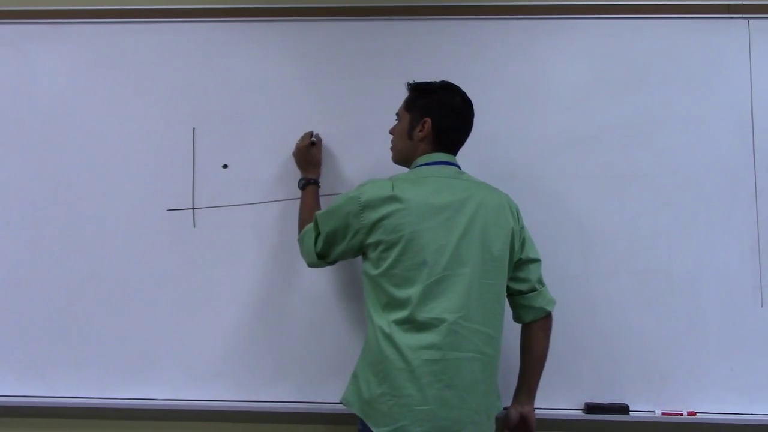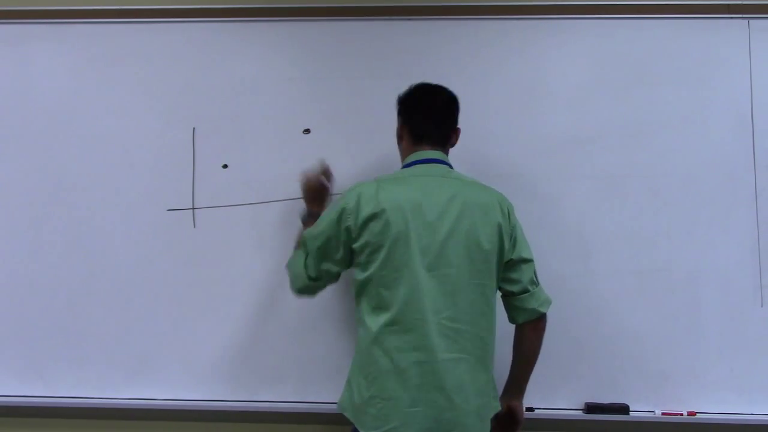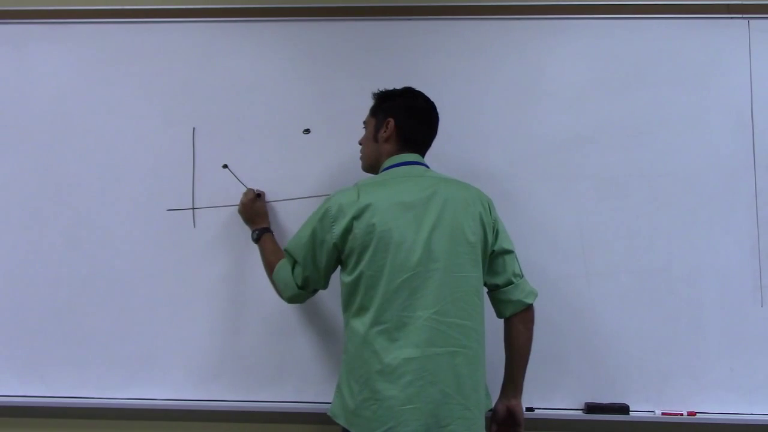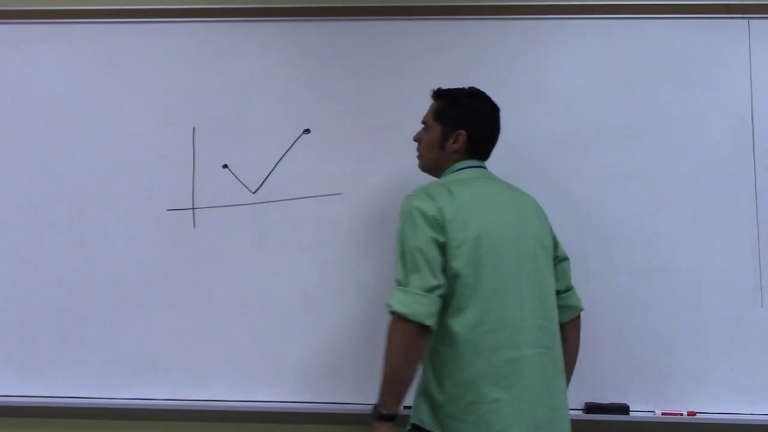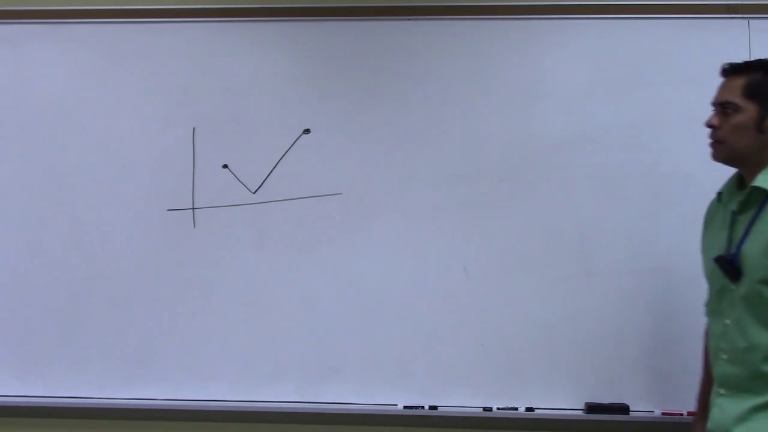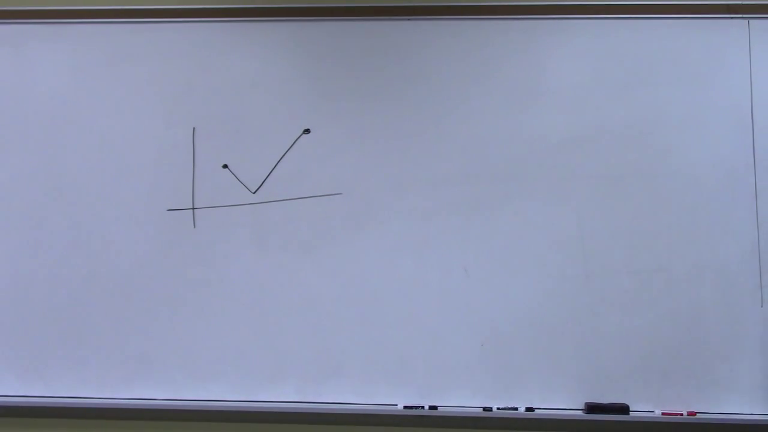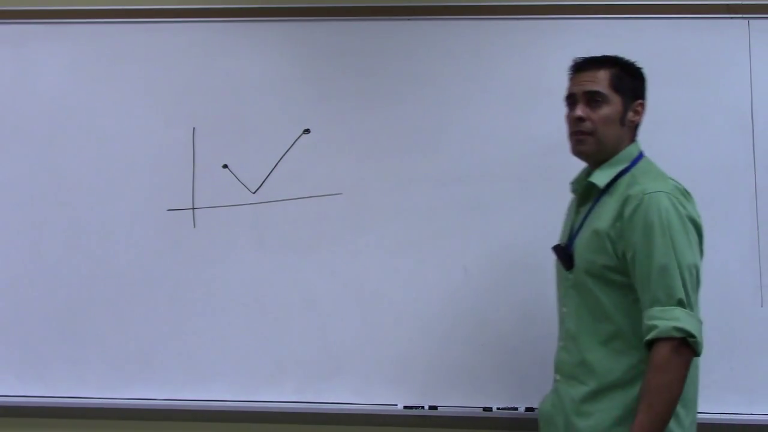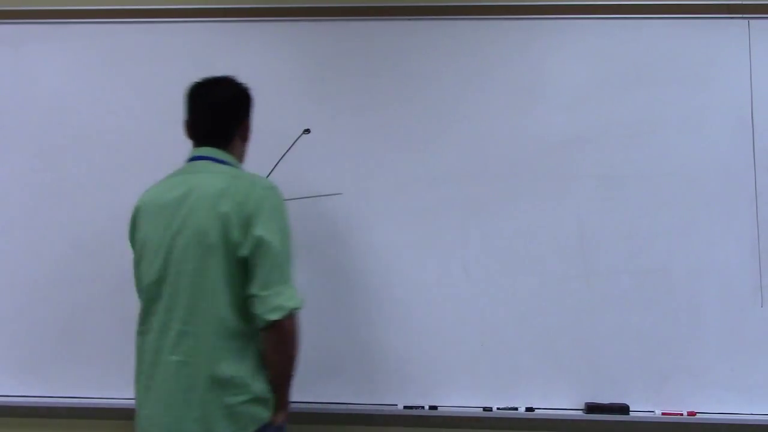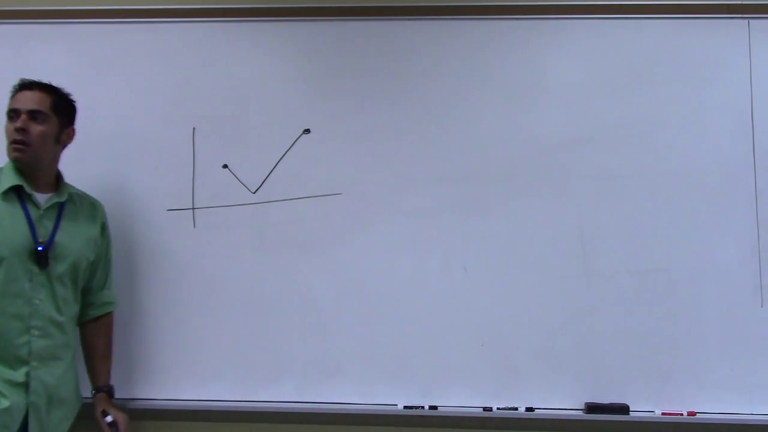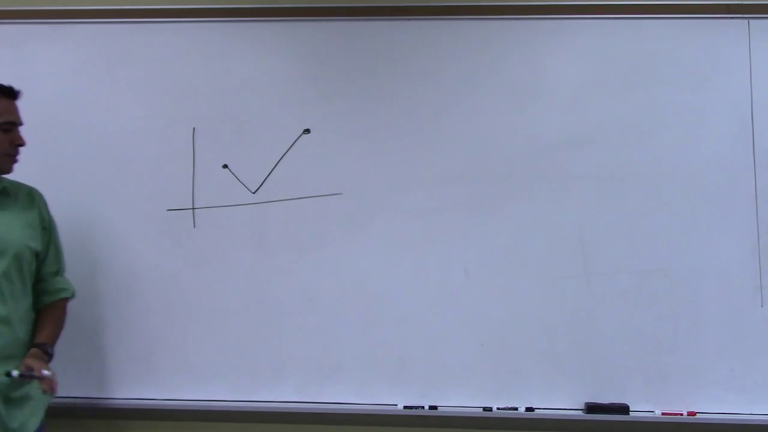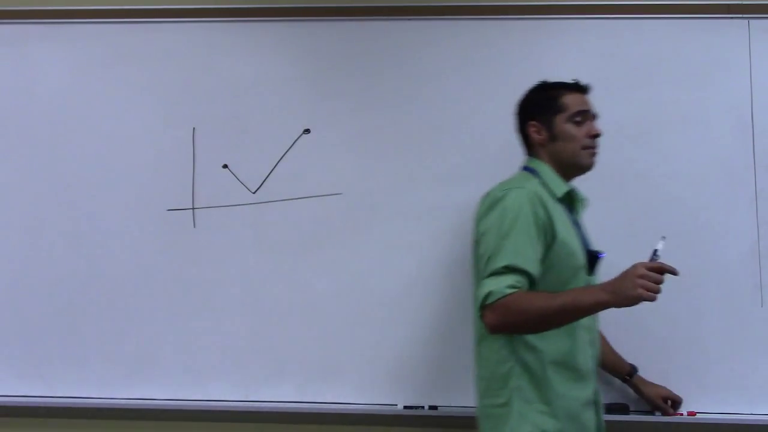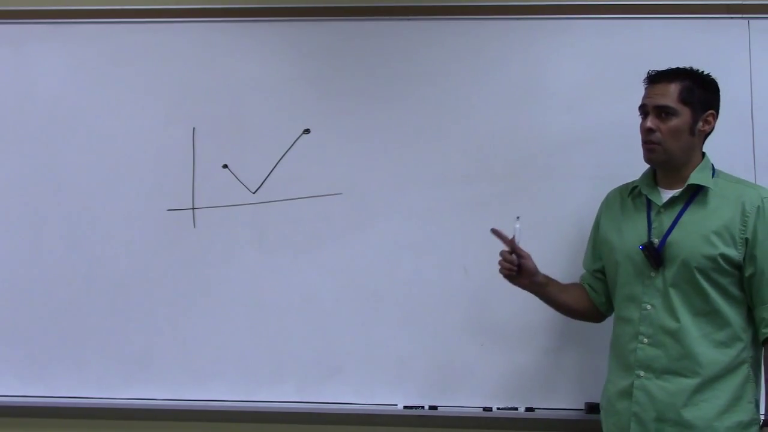What if I have this? A function that does that. Is that continuous? Continuous, yes, right? Is it differentiable everywhere on the inside? No, it's got a problem right there, right? We can't take the derivative. So this means that the mean value theorem is not guaranteed to hold.